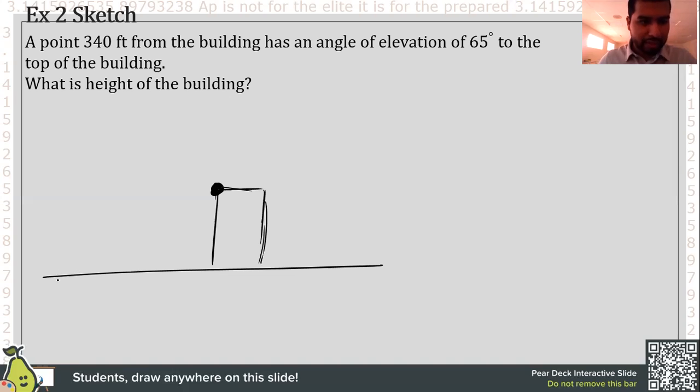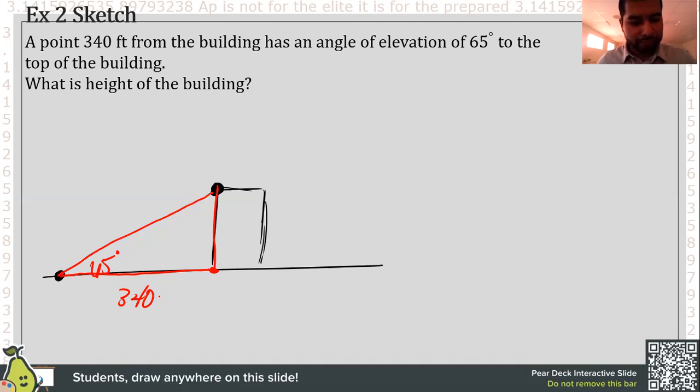Okay, and we have something like this. We have an angle of elevation. Let me go ahead and do that in red. From here to here, I can see that the angle with the horizontal ground to the top of the building is 65, and the distance from the bottom of the building to that point is 340.